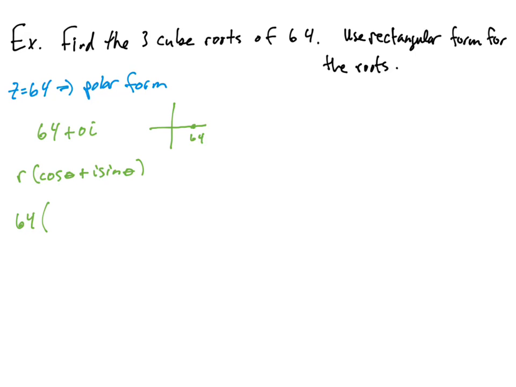And then what is that angle there? Well, that angle is 0. 0 degrees or 0 radians. So we could say cosine of 0 plus i sine of 0. So writing this in polar form, cosine of 0 is 1, so this would be 64 times 1 plus 0i, so that's just 64.